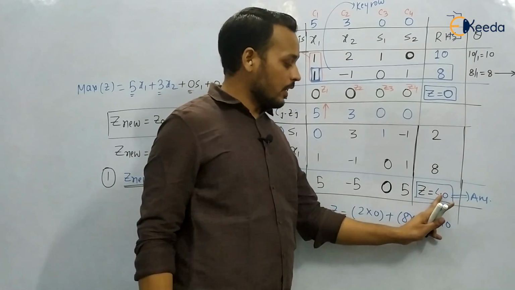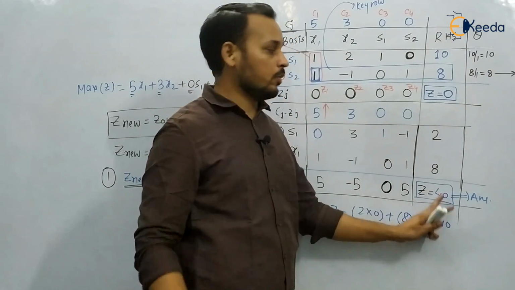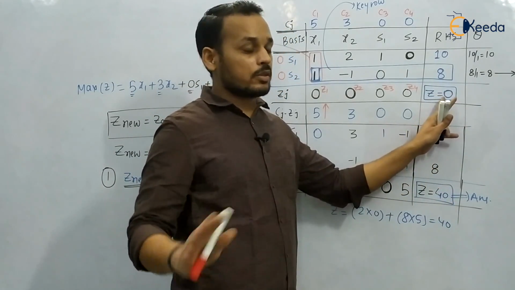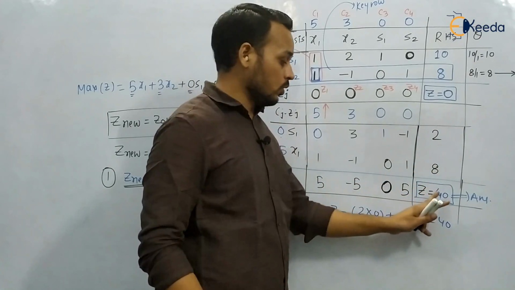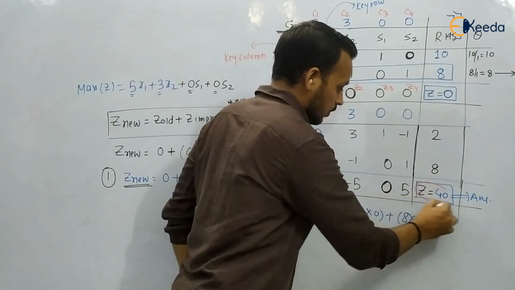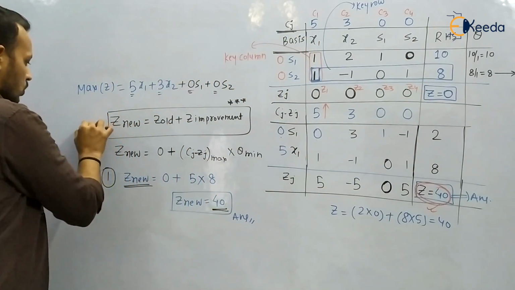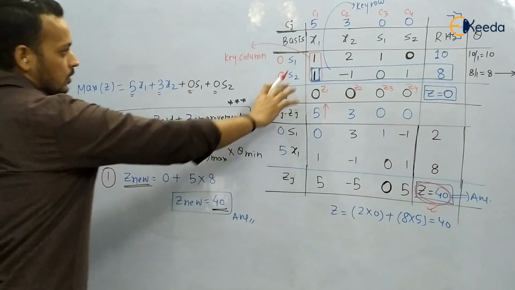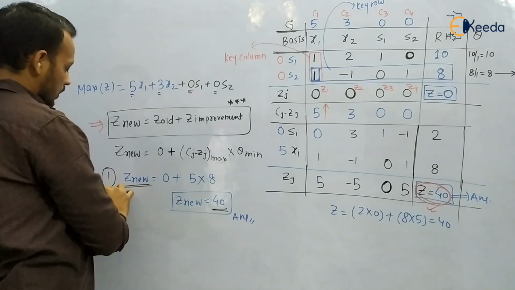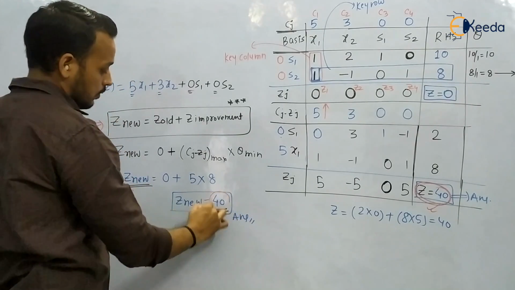But we have been asked only for the next iteration, because z0 is given and they have said to find the value of z in the next iteration. So our answer is 40. So either you can complete the simplex table or you can just go with this formula, just make the first table and do it like this. So the answer is going to be 40.